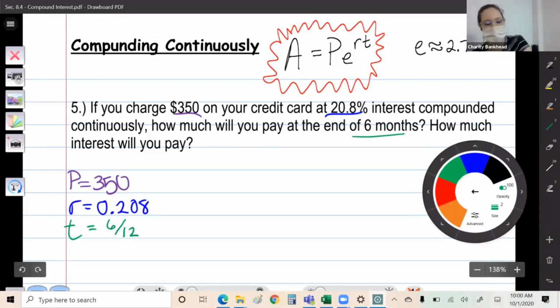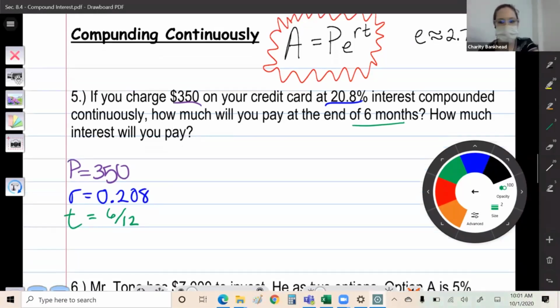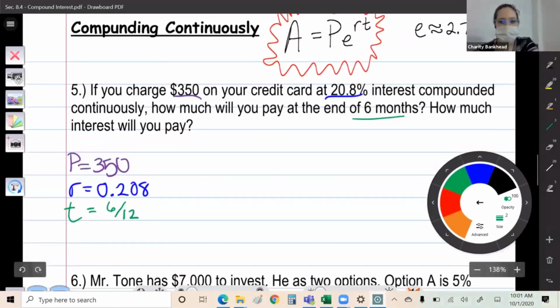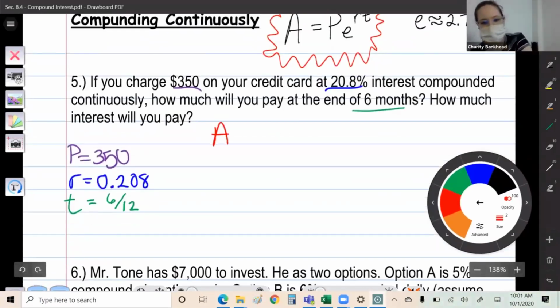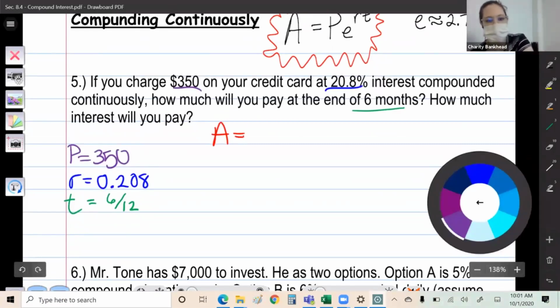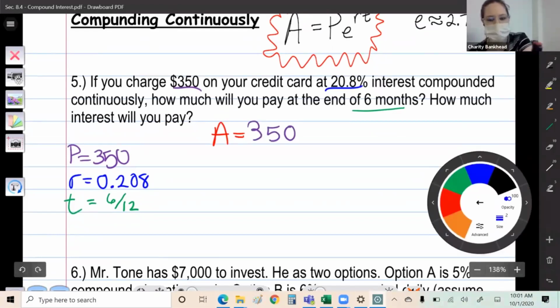We want to make sure we convert that to years by dividing it by 12. So for now, we can just write it as 6 over 12, or 6 divided by 12. If you want to write it as 1/2 or 0.5, that's completely fine. It doesn't really matter at this time because we're just going to plug it in the calculator. So we're putting all this in the formula: A equals 350 times E to the power of 0.208 times 6 divided by 12, or we can put 0.5. And then we're going to put that all into the calculator.